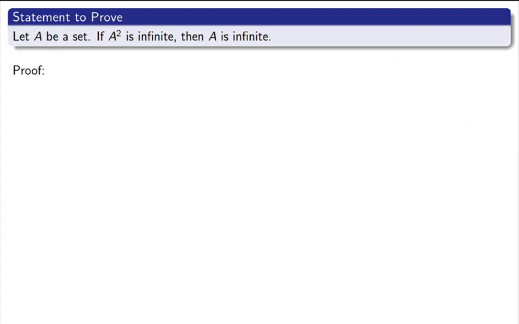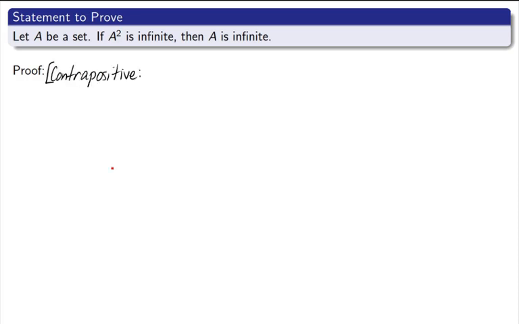Here's our first example. Let A be a set. If A squared is infinite, then A is infinite. Now if I were to try to tackle this directly, I would have that A squared was infinite, and somehow from that I would have to prove that A is infinite. That's kind of difficult. It's hard to even say let A squared be infinite and then use the word then. Then what? However, contrapositive will help nicely here.